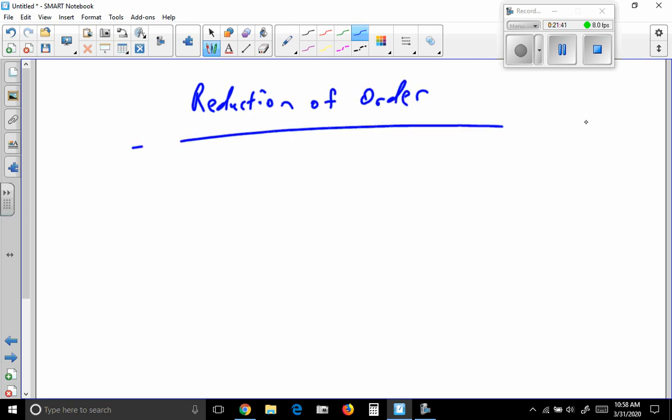So in reduction of order, we know one solution, and we're wanting to use that solution to find the second solution. And when I say the solution, we mean for the homogeneous. When we did Cauchy-Euler, when we did constant coefficients, we were able to find both solutions to the homogeneous. But sometimes we end up with some differential equation that might not be Cauchy-Euler.